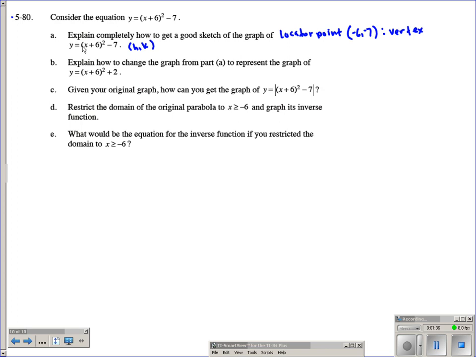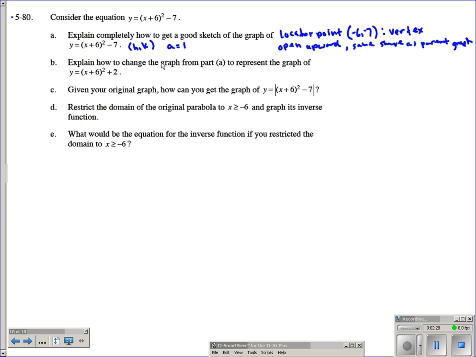This parabola, because the a value is 1, would open upward. And remember, it would have the same shape as our parent function. That says graph right there. Thank you.